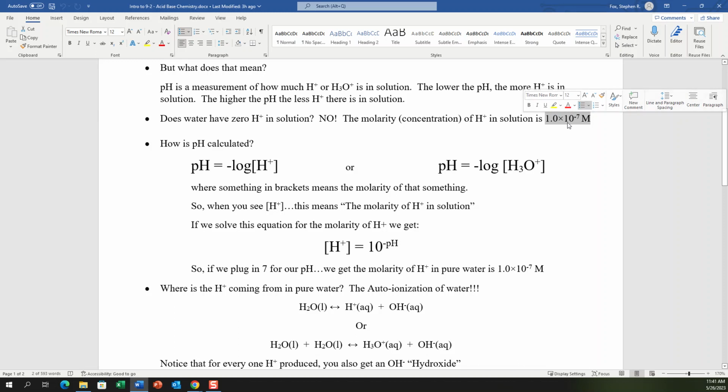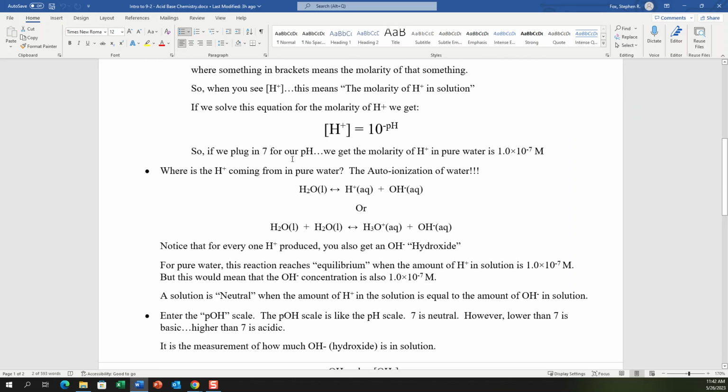So if you take the negative log of this number here, that's 7. So that's why the pH in pure water, and really it's only at 25 degrees Celsius, but let's just assume we're always there, it equals 7. Okay, the pH of pure water is 7. So the question is, where is the H plus coming from? And the H plus is coming from what we call the autoionization of water.